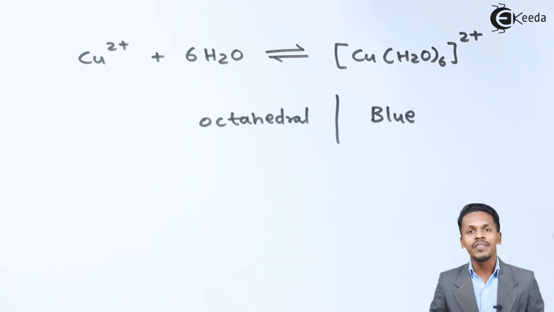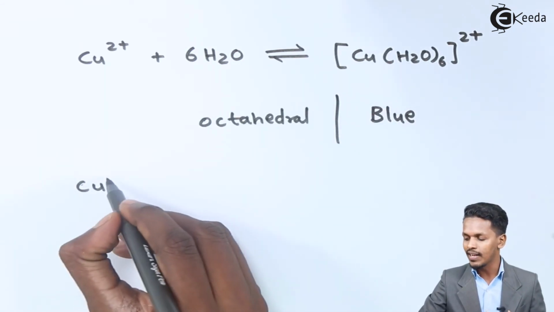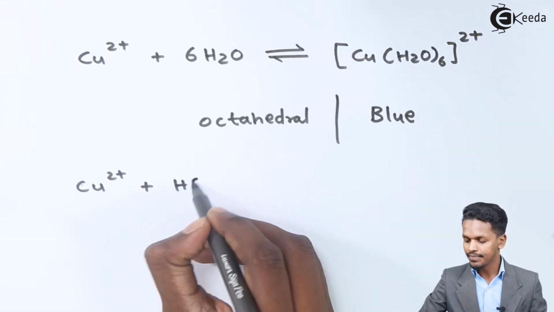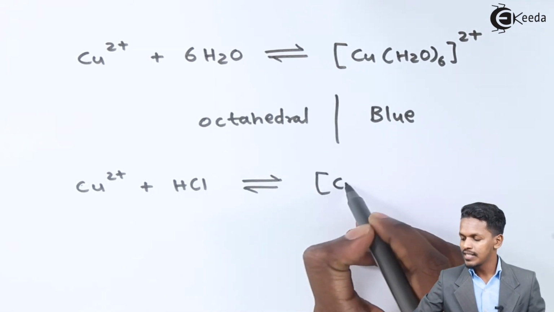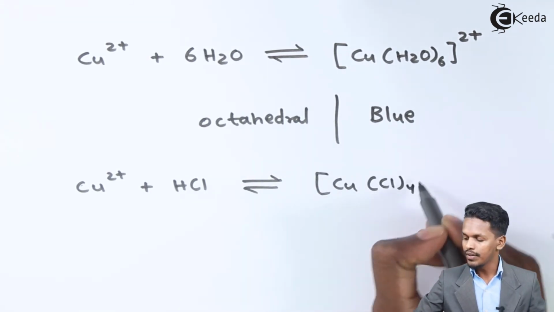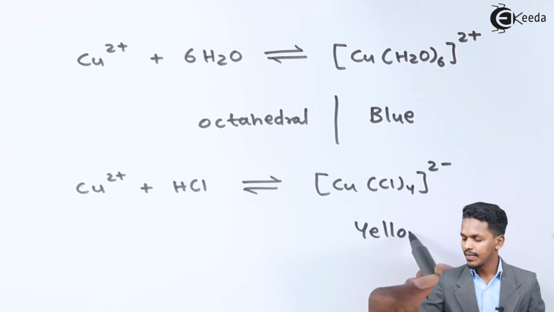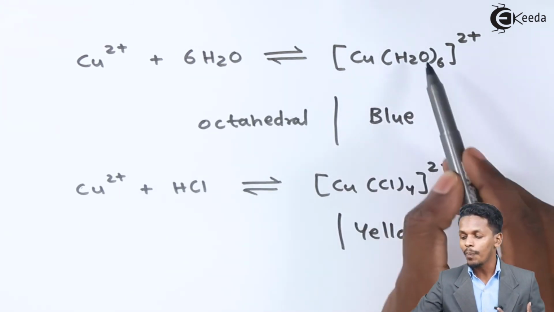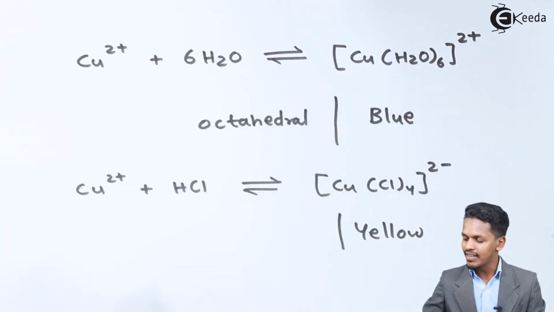In the same example, suppose this copper complex is dissolved in HCl. In that case, the complex formed would be CuCl4 2-. This copper complex will have yellow color. The reason behind that is that the previous complex was octahedral, but in this case it has been found to be tetrahedral.